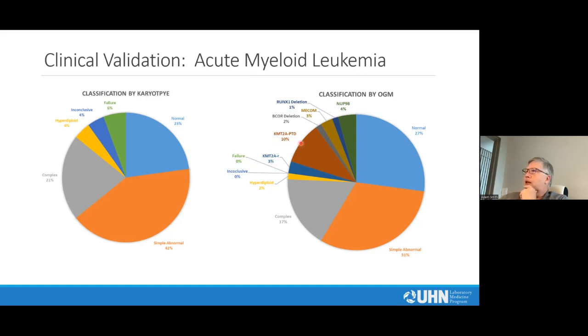Other abnormalities that were detected that weren't detected by classical cytogenetics were partial tandem duplications of KMT2A. We also detected BCOR deletions, RUNX1 deletions, MECOM rearrangements, and several NUP98 rearrangements that are quite often cryptic. And so, again, this is where we're seeing a lot of that extra value in doing OGM, because we're getting a more accurate classification.